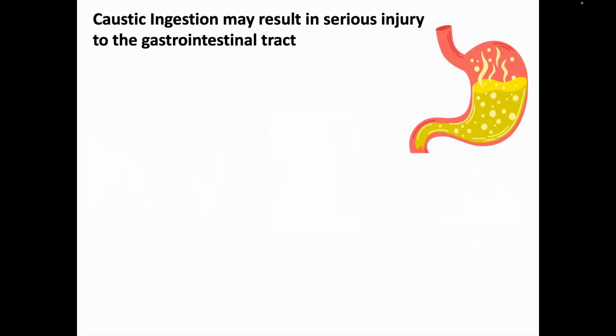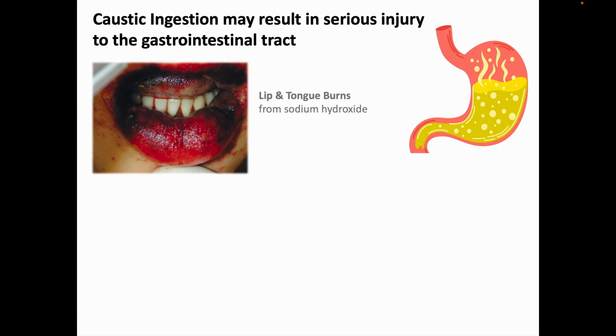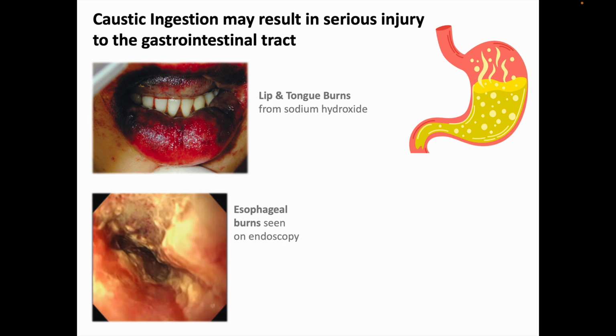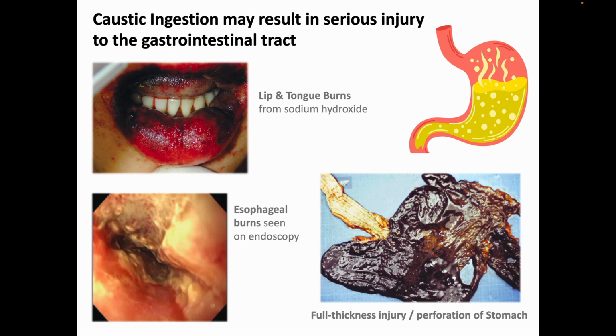Caustic ingestion can obviously result in severe injury to the gastrointestinal tract, starting at the top with burns to the lips and tongue. And here is an endoscopic view of the esophagus. All the tissue should be a healthy pink, but a lot of it here is grayish from burns. And here's the stomach of a person who died from a full thickness burn after an intentional ingestion of a brick cleaner containing phosphoric and hydrochloric acids.